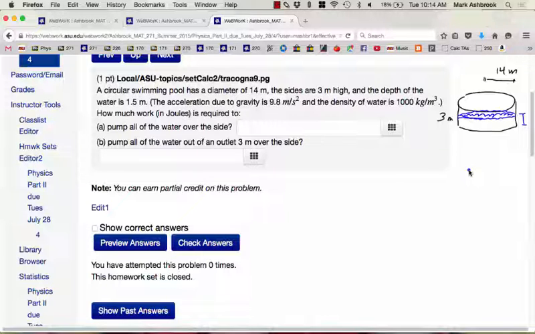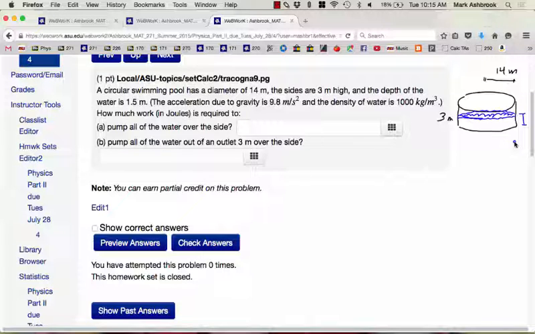Okay, so do we just calculate the weight or the force for all this water here? No. Why not? Why can't we just take the weight of all that water and multiply it by the distance it has to go? Because the force changes depending on how deep the water is. Agree? The work is changing. The work changes because they move different distances.